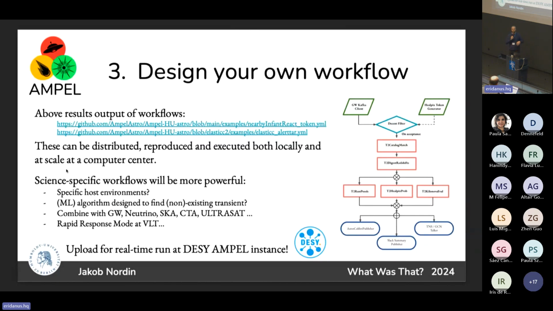Or you might want to combine these different data streams, maybe something only you have access to. Or you might trigger VLT rapid response mode right away, because I'm sure we will all have lots and lots of rapid response mode time to do this. So there is a live instance running at DESY Zeuthen where you can then upload this workflow for live execution.